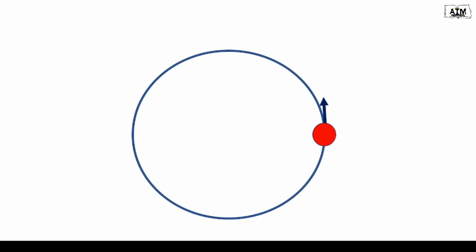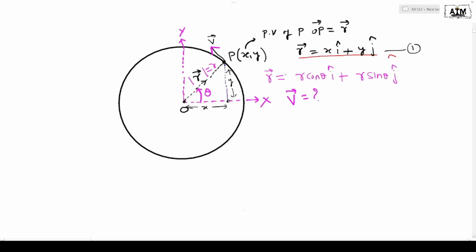Now, as the particle is moving along the circular path, the direction of linear velocity changes. The body is moving along the circular path, so the direction of linear velocity is changing. As the position of the particle is changing, the direction of linear velocity changes. We have the vector R equals R cos theta i plus R sin theta j, and we want to find the expression for vector V, that is the expression for linear velocity in terms of vector.